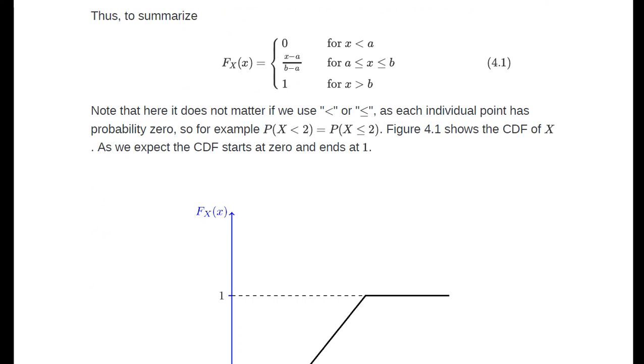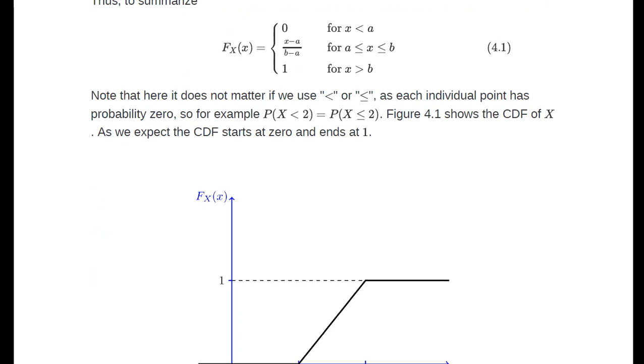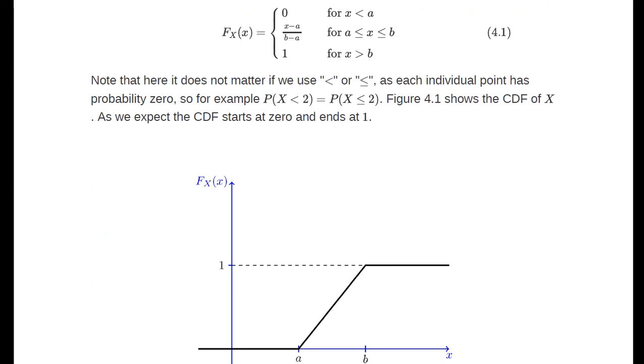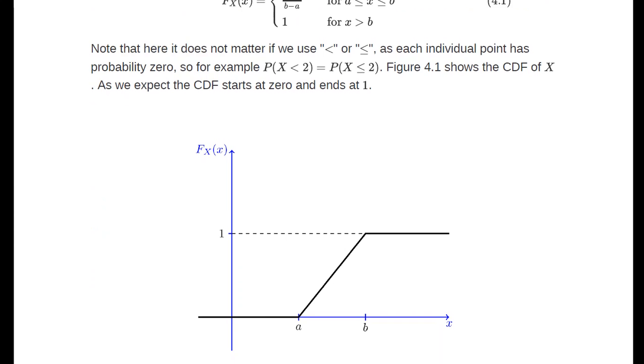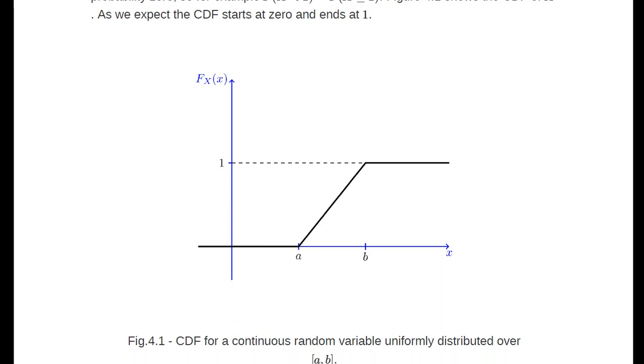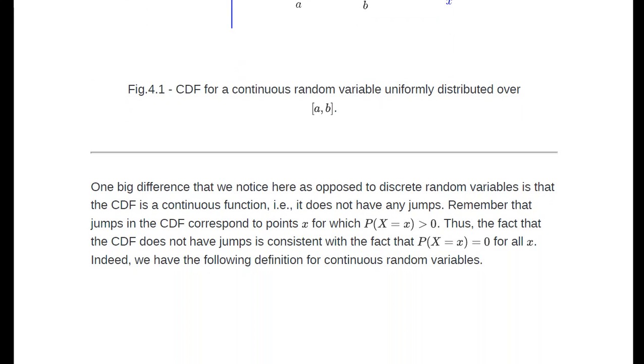Note that here it doesn't matter if we use less than or equal, as each individual point has probability 0, as we know from before. So for example, probability of X less than 2 is equal to probability of X less than or equal to 2. Figure 4.1 shows the CDF of X. As we expect, the CDF starts at 0 and ends at 1. It is a right-continuous function.